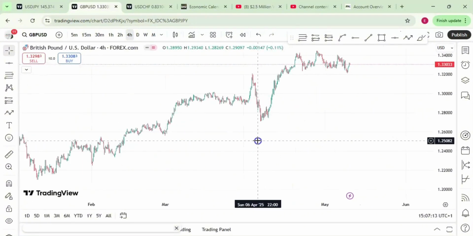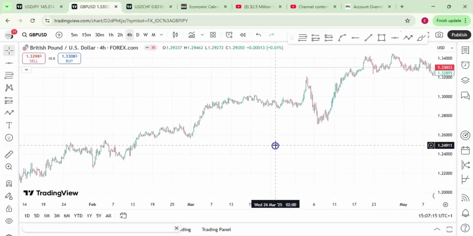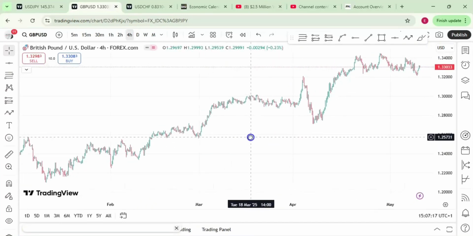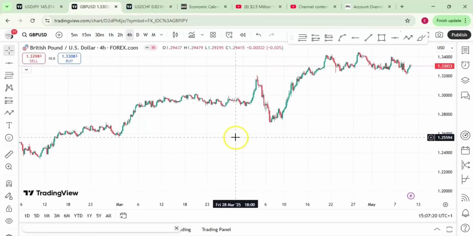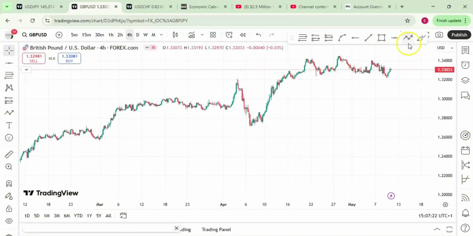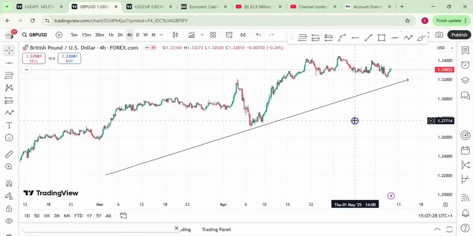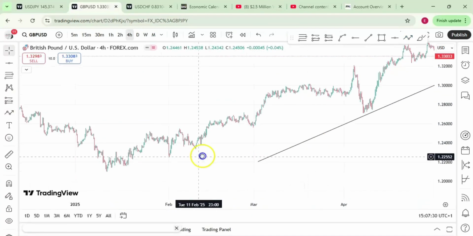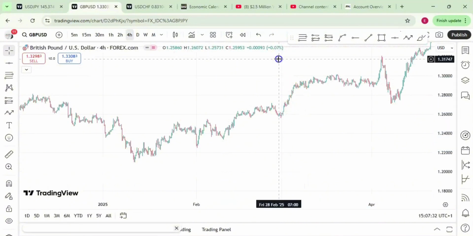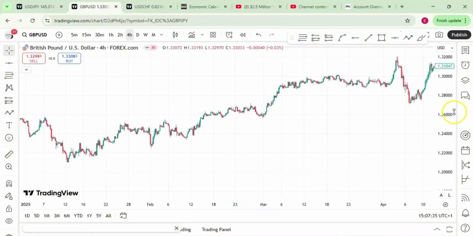Okay. Now, if you look at the current chart, this is simply an example of what an uptrend looks like. Now, why is it an uptrend? It's an uptrend because we see that the market is rising, going up, and we see a series of higher highs and higher lows.